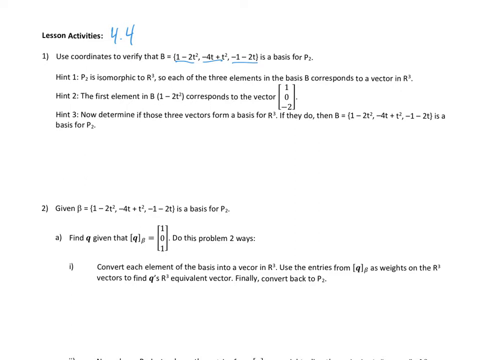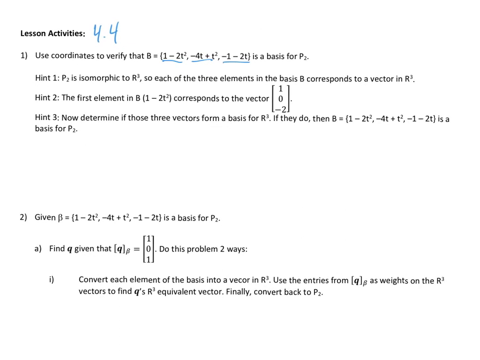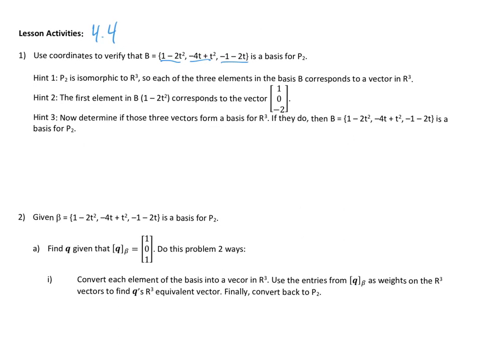Okay, so hint 1 says P2 is isomorphic to R3. They act essentially the same. So each of these 3 elements in the potential basis corresponds to a vector in R3. So for example, the first element, 1 minus 2t squared, corresponds to the vector 1, 0, negative 2. So we're looking at the constant, the t term, and the t squared term as the first, second, and third entries.